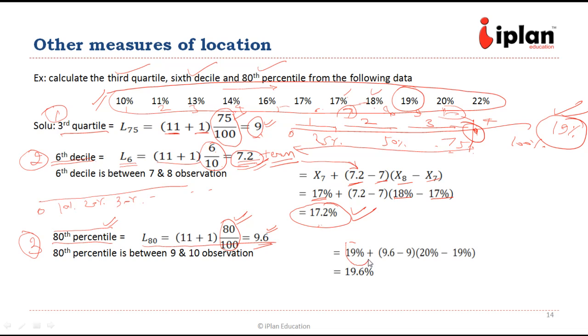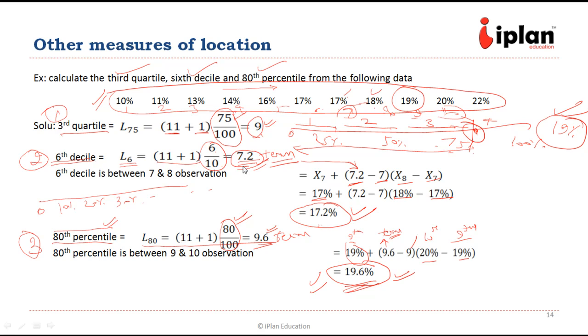This is the previous value, the 9th term. This is the value of the term which we have calculated here. The 9.6th term needs to be found out. This is the first term, 9th, and these are the values of the 10th term and 9th term. The output is 19.6%. So this is the value which tells us that 80% of the values lie below 19.6%.